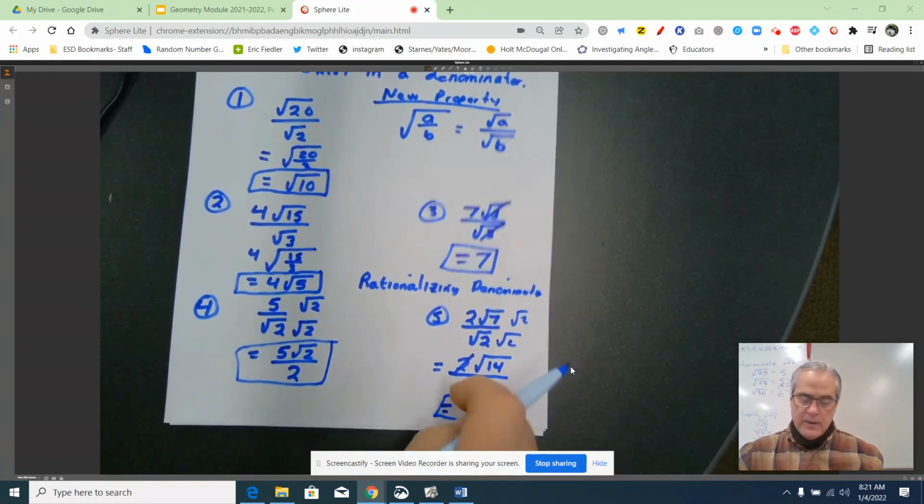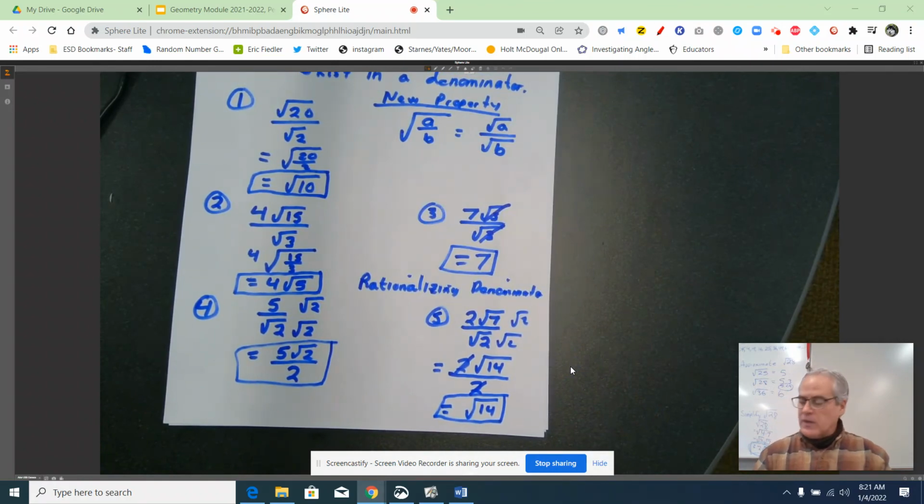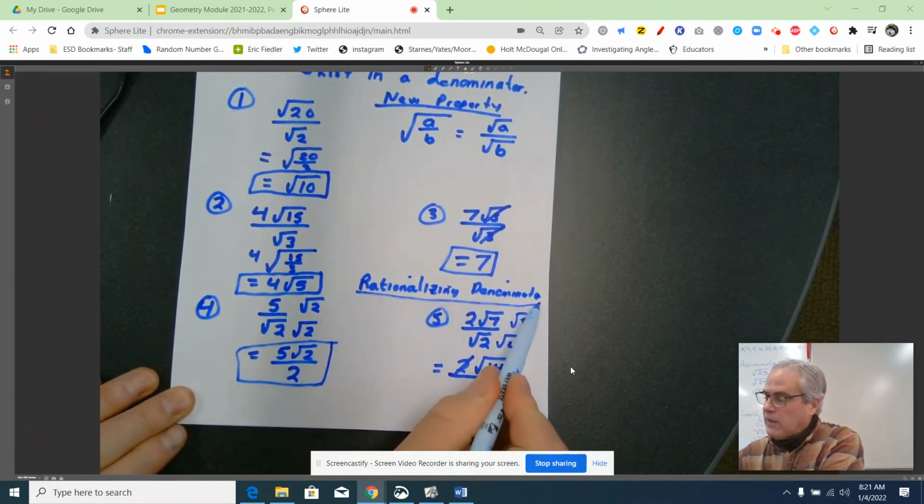We'll definitely practice this because those last two are kind of tricky. The phrase that we use is rationalizing the denominator.